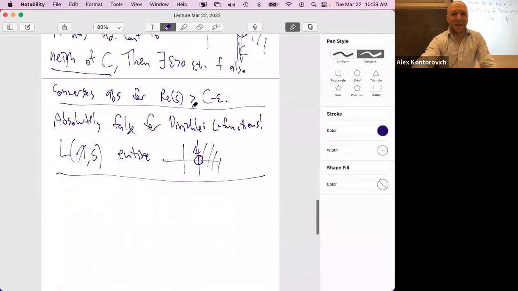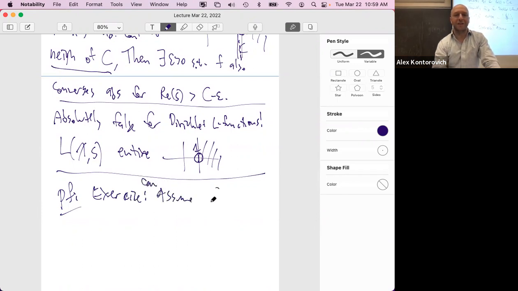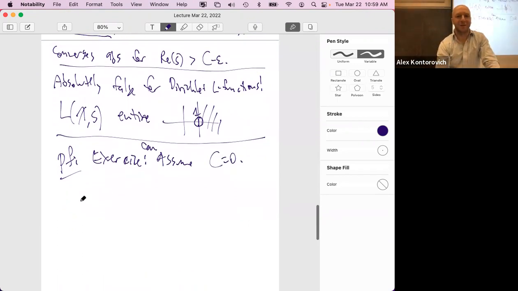Exactly. Okay, so let's see the proof. Let me leave it as an exercise that you can assume that c equals 0 just by shifting. It's a trivial exercise. So now we're saying we converge all the way to the real part of s greater than 0. I'm just shifting by a real number. So we converge all the way down to 0, and we have a little neighborhood around 0. These are the two things that we need.